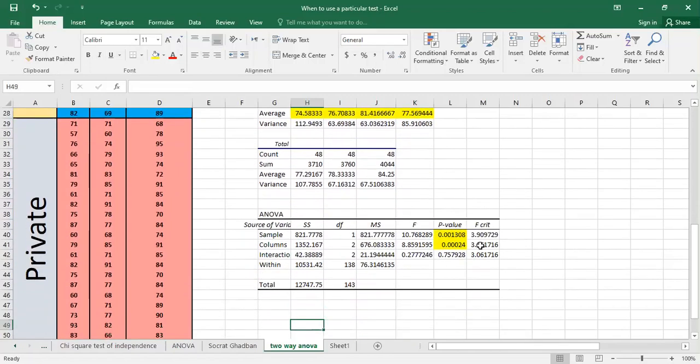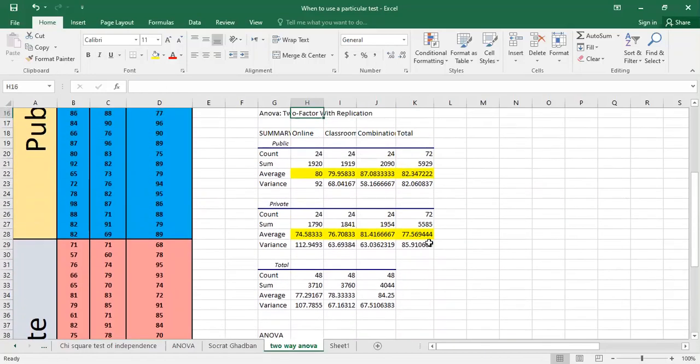Also, if you want to go to the second one, where it tells you about the differences between columns, it means between the teaching methods. So as you can see here, for the total, if you want to compare, there is also a difference, and you can see the difference, like the combination seems better than the other two, because the other two are close to each other. However, the combination is different.